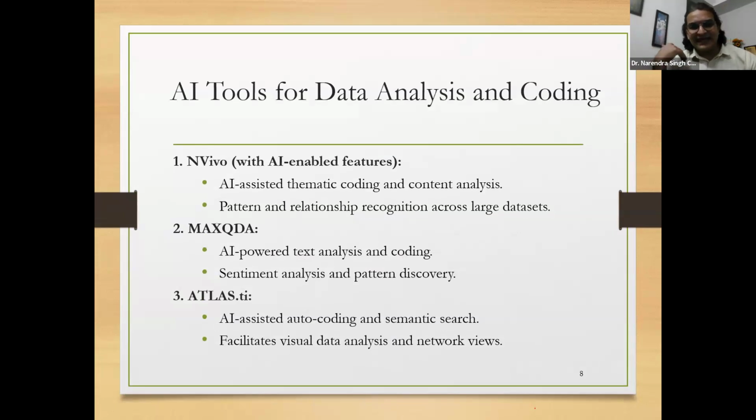And these are certain AI tools for data analysis and coding. Whatever I can do with this, these are also AI-enabled features they are having. MAXQDA is there. NVivo, which is very popular. You might have heard the name of this particular tool. Atlas.ti, NVivo, right? So these also do auto coding. We can do all these particular things, especially with the help of these tools.